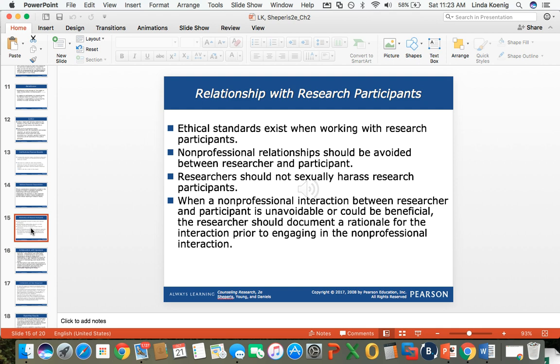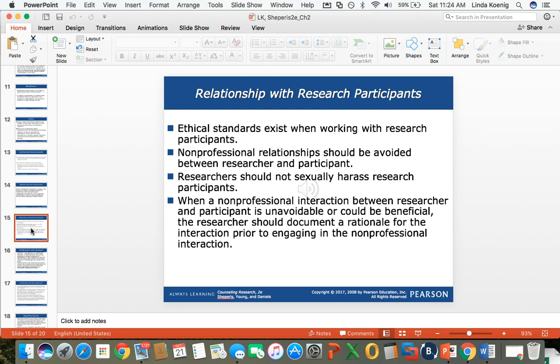All right, so if we were to have a non-professional interaction between ourselves and a participant, if it's unavoidable or it could be beneficial, very parallel to what we would consider with treatment between a clinician and a client, then we need to document the rationale for the interaction. And we need to do that, if at all possible, prior to engaging in the non-professional interaction.